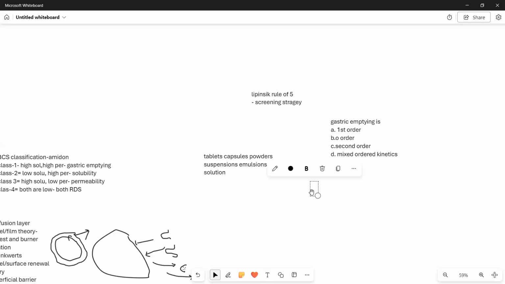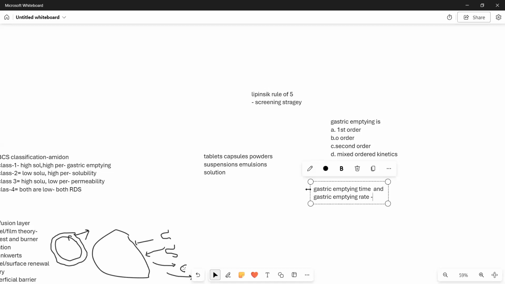Answer me, guys. Gastric emptying time and gastric emptying rate. So basically, if the gastric emptying rate is faster, then the gastric emptying time will be lower. How? Because if the rate is faster, then the stomach empties in less time.